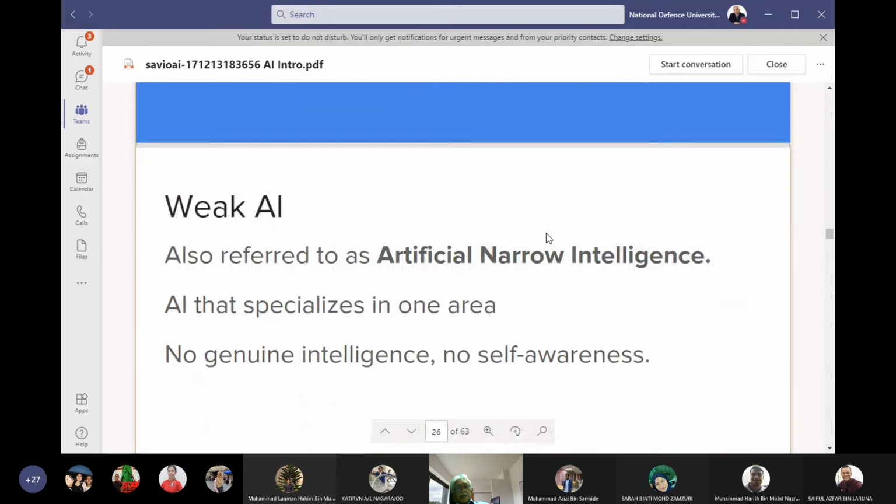Calibers of AI. This is very interesting, okay? Weak artificial intelligence. Yeah, during my time when I was in university, this is what we learned about artificial intelligence.